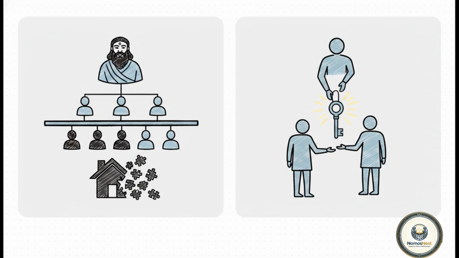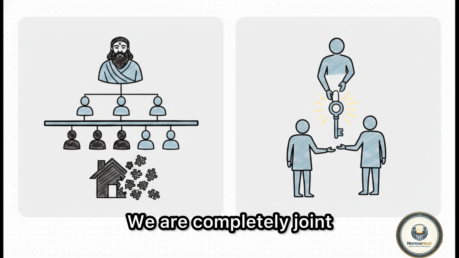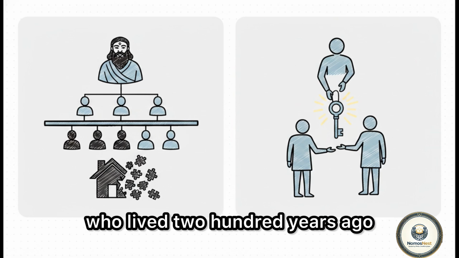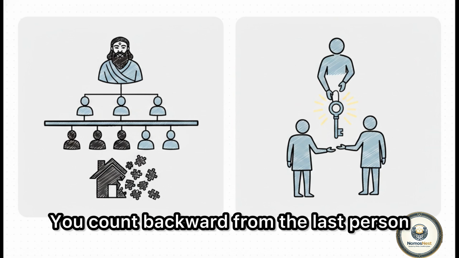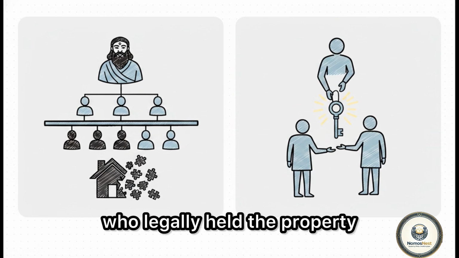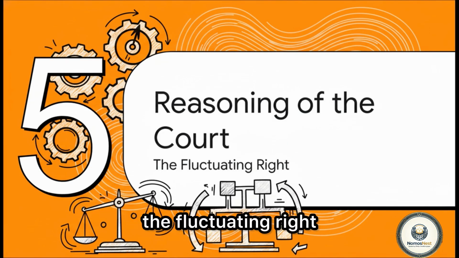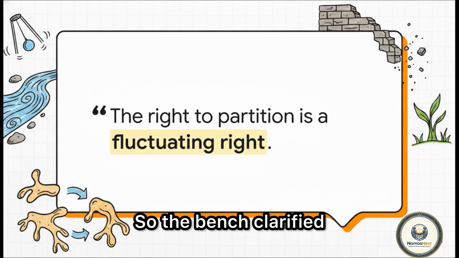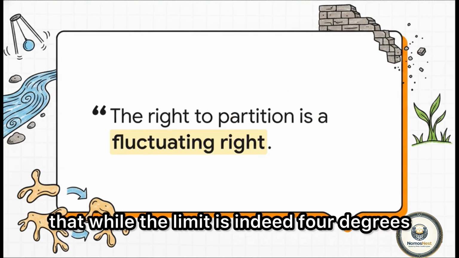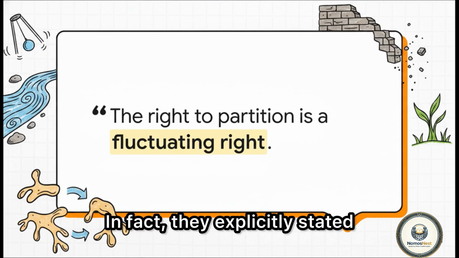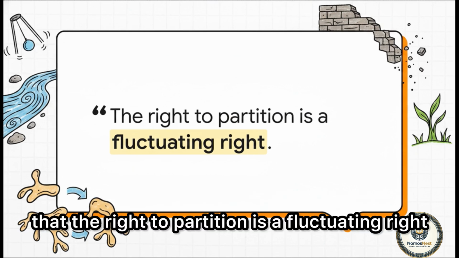They said, wait a minute, our family has never separated. We are completely joint. Because of that, you don't count 4 degrees from a guy who lived 200 years ago. You count backward from the last person who legally held the property. And that brings us to Section 5, Reasoning of the Court, the fluctuating right. So, the bench clarified that while the limit is indeed 4 degrees, it's absolutely not a static boundary frozen in time. In fact, they explicitly stated that the right to partition is a fluctuating right.